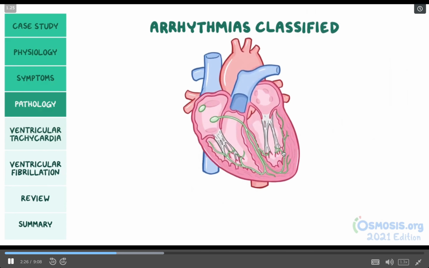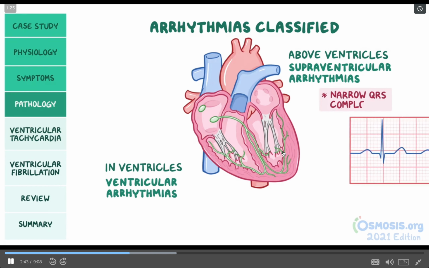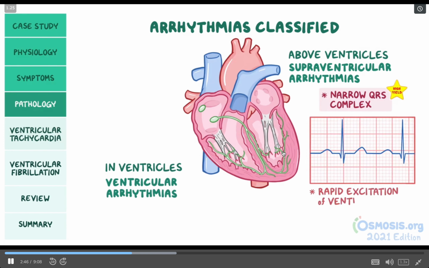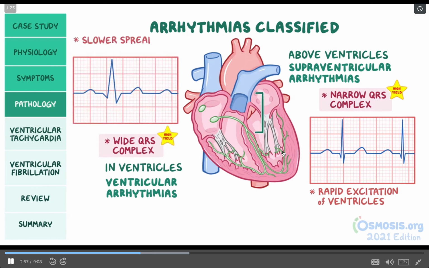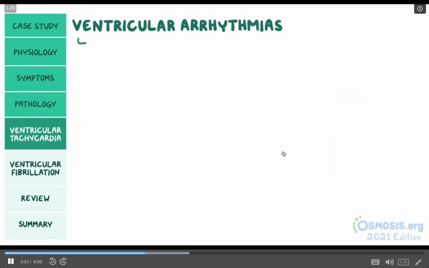Now, arrhythmias can be classified into those originating from above the ventricles, supraventricular arrhythmias, and those originating in the ventricles, so ventricular arrhythmias. In general, what's important to remember for your exams is that supraventricular arrhythmias have a narrow QRS complex because there's a rapid excitation of the ventricles, which means the arrhythmia is originating above or within the bundle of His. On the other hand, ventricular arrhythmias have a wide QRS complex because there's a slower spread of ventricular depolarization.